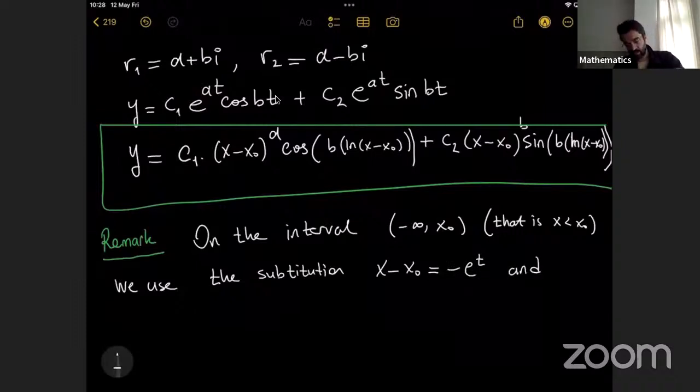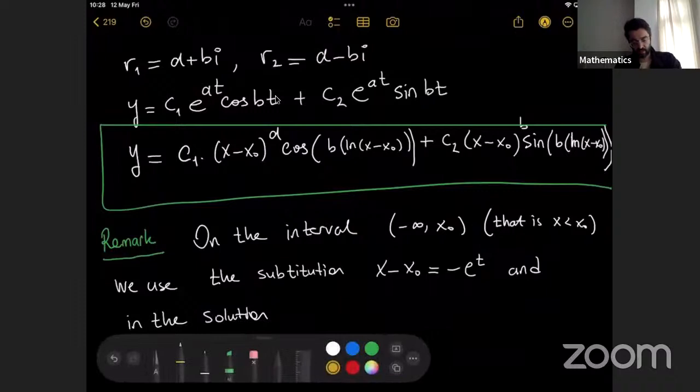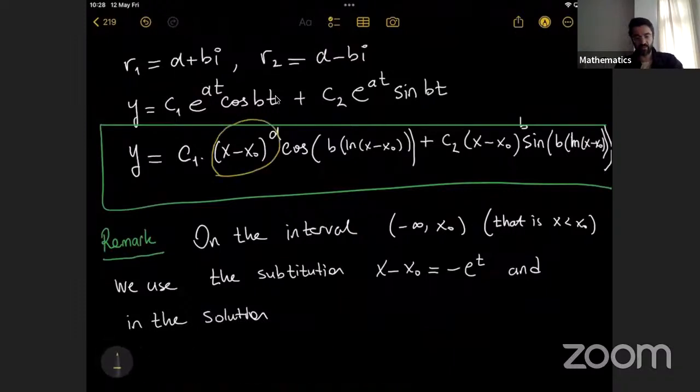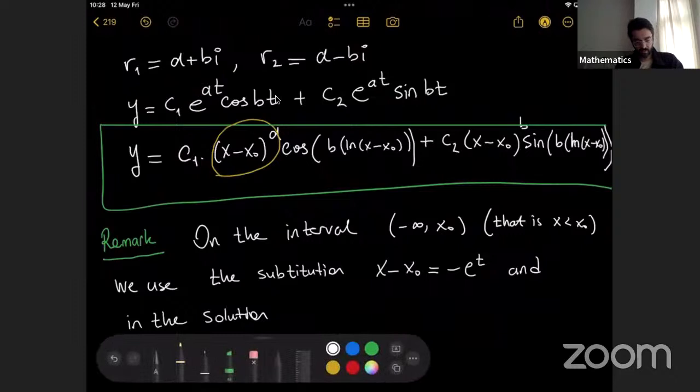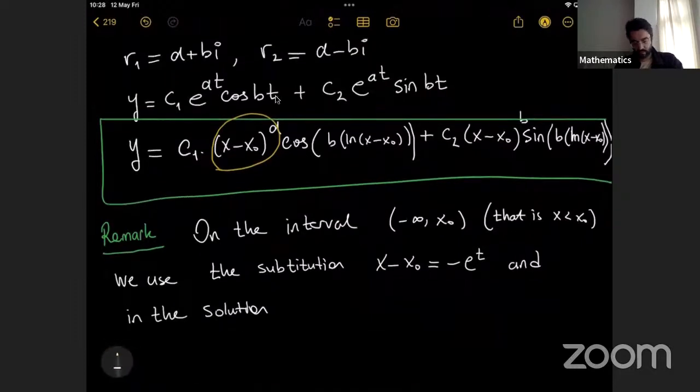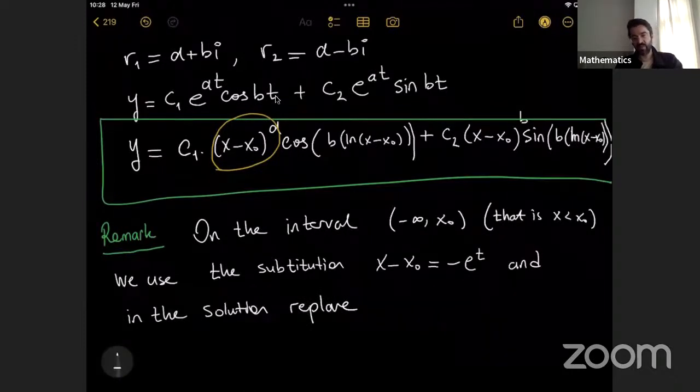And in the solution, for instance, we have x minus x0 to the a, right? But now it's going to be minus of this. So in the solution, replace: instead of x minus x0, it's going to be x0 minus x.